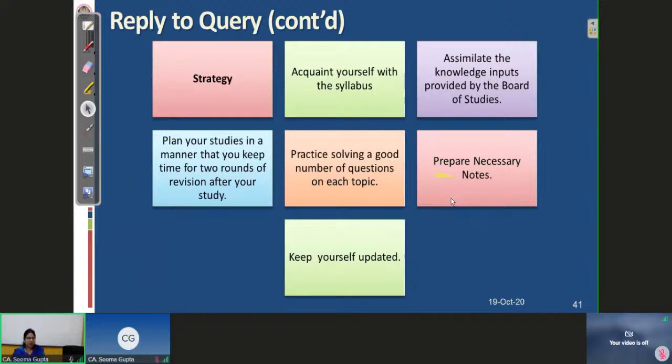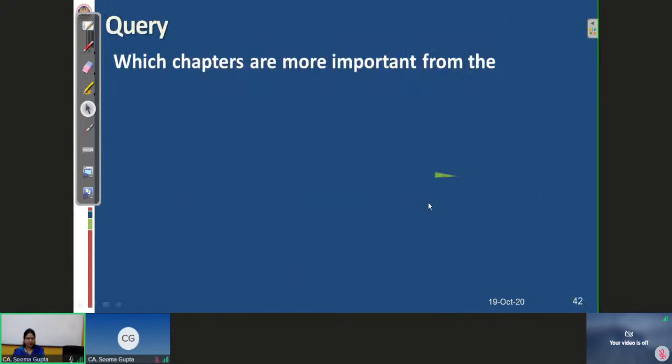Keep yourself updated. The significant amendments relevant for your particular paper in line with the syllabus has already been summarized and given in the RTP. So please refer the RTP.